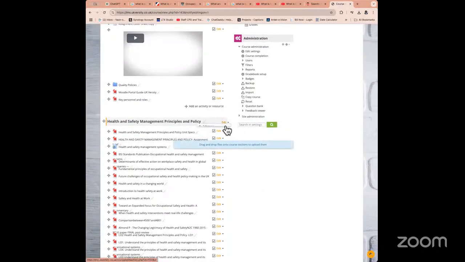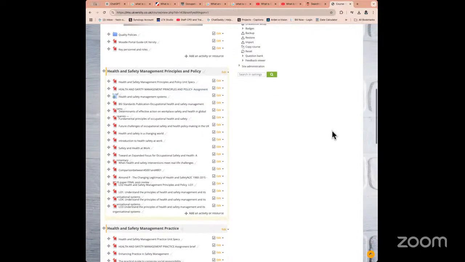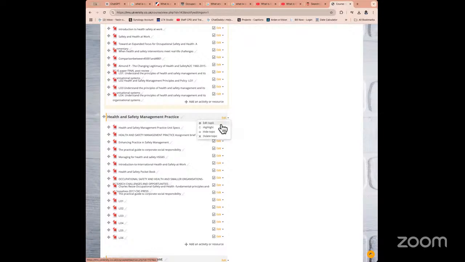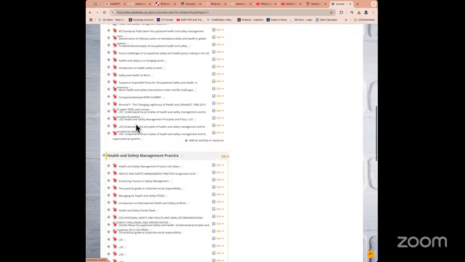Just to give it a bit of a highlight, normally at your end you would see this in a yellow colored box, which would mean that this particular unit is the unit that we are starting off with. Sorry, the second unit, which is the first one, which is health and safety practice, that's the one we are starting. So I'll move this up.